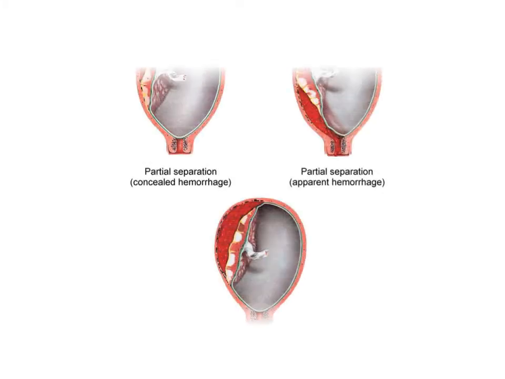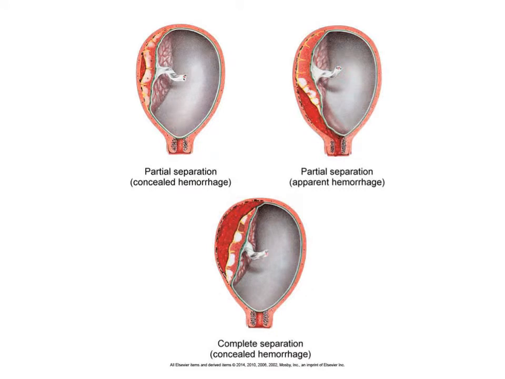This picture shows the 3 different types of abruption. The first abruption, you have a partial separation where you just see the little area right here that is separated. This is a concealed hemorrhage. If the blood continues to go, you will find a hard area on palpation over the area of the abruption, and the mother will complain of pain.